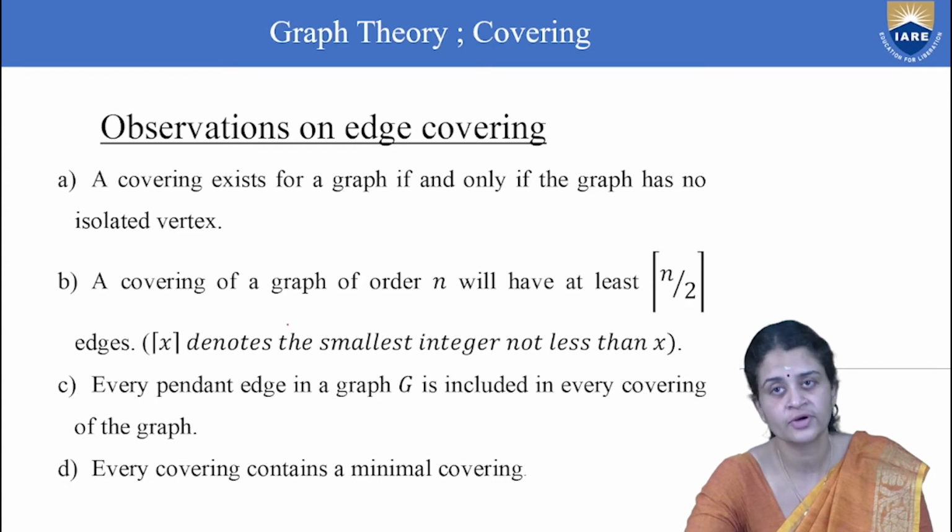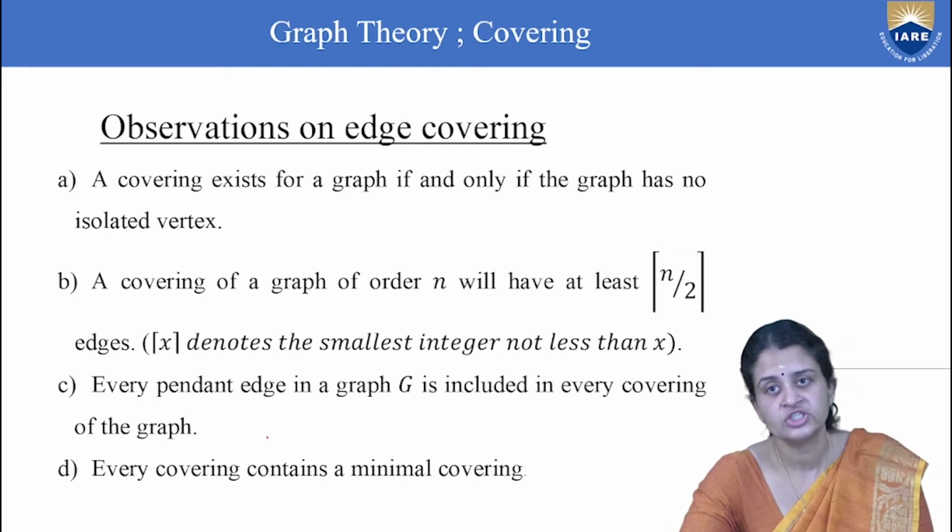And a covering of a graph of order n has at least n by 2 edges. This is the integer not less than x. Okay, the integer not less than n by 2, the ceiling of n by 2.